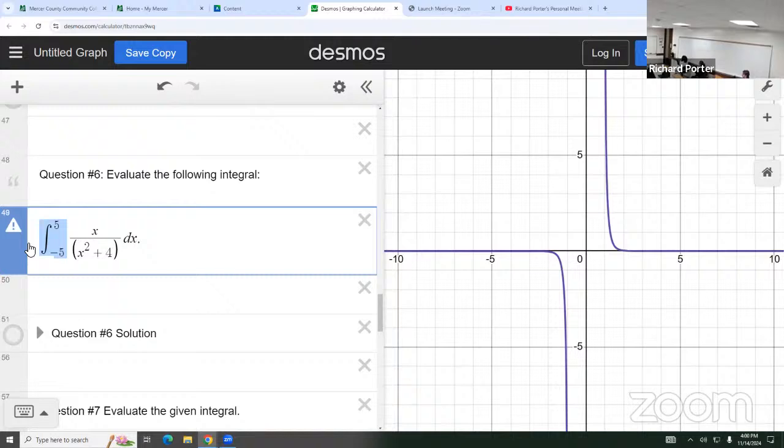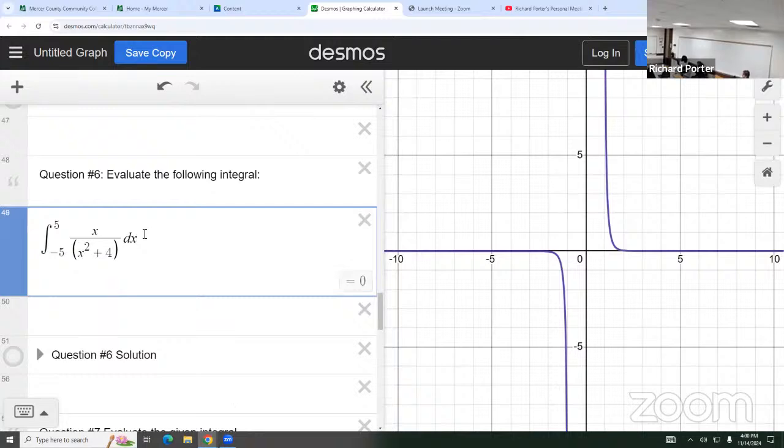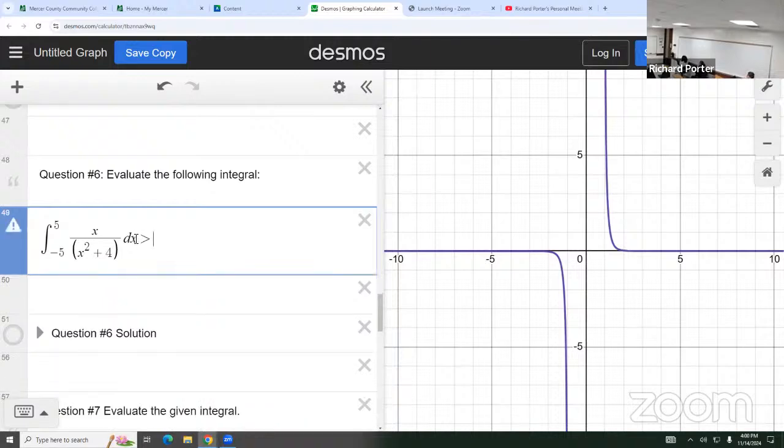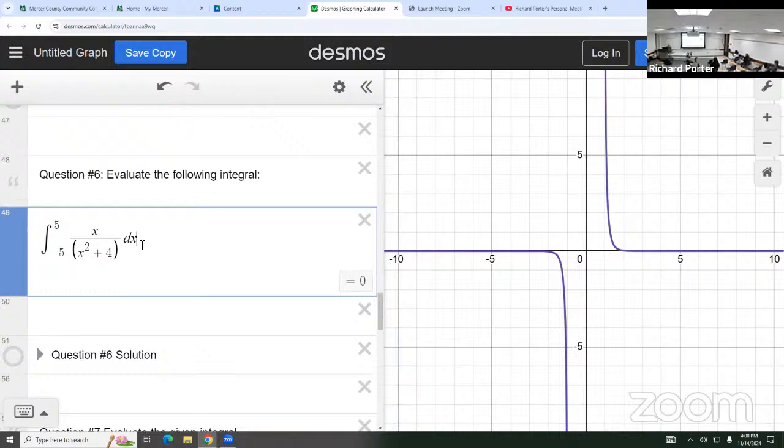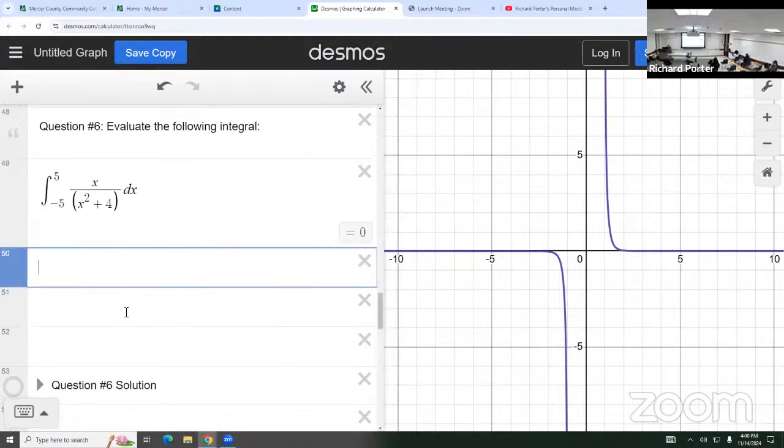And so therefore, Desmos will just do it for you. Let's put a period in there. The answer is 0. All right. I don't have to do a substitution. But if I do a substitution, let me just show you what has to be done to do a substitution with the definite integral.